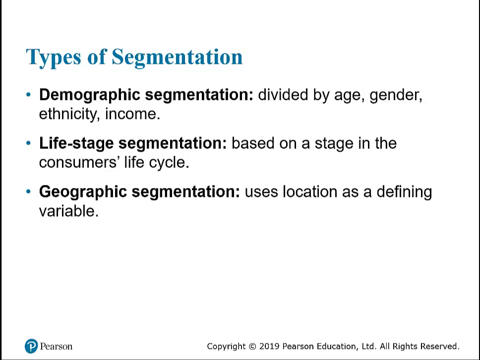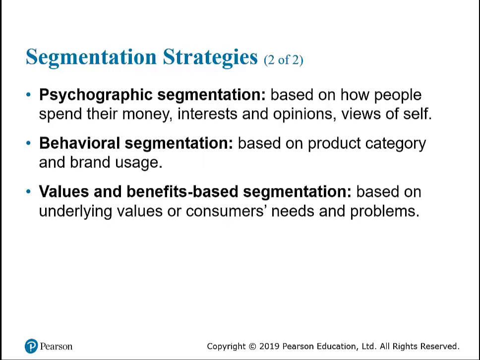Types of segmentation. Demographic segmentation, divided by age, gender, ethnicity, and income. Life stage segmentation, based on a stage in the consumer's life cycle. Geographic segmentation, it uses location as a defining variable. Psychographic segmentation is based on how people spend their money, their interests and opinions, and how they view themselves. Behavioral segmentation is based on product category and brand usage. And finally, values and benefits based segmentation is based on underlying values or consumer needs and problems.